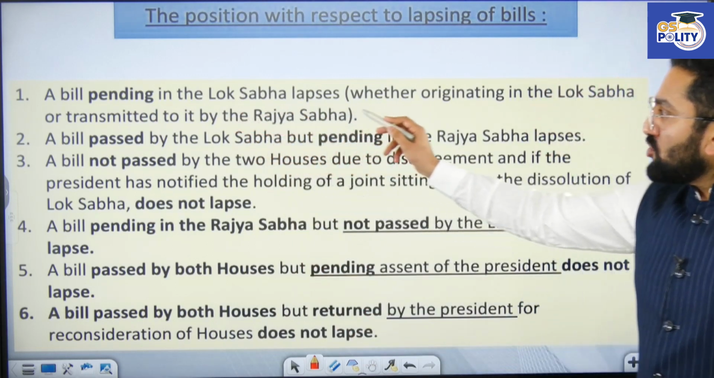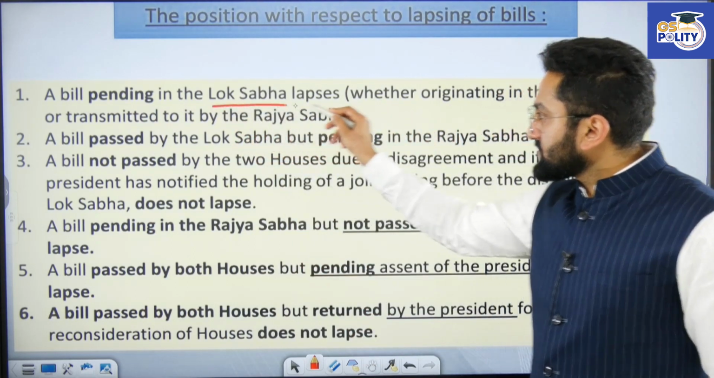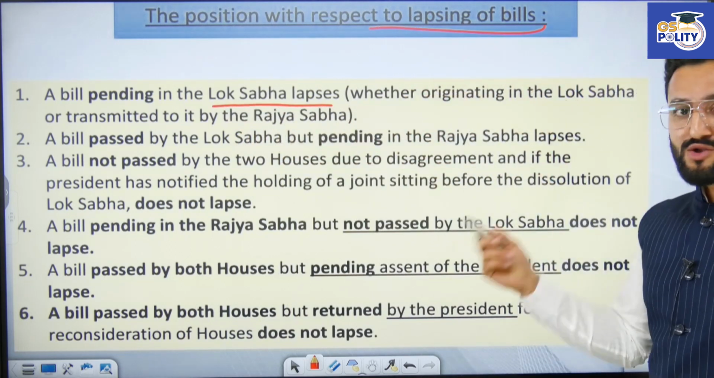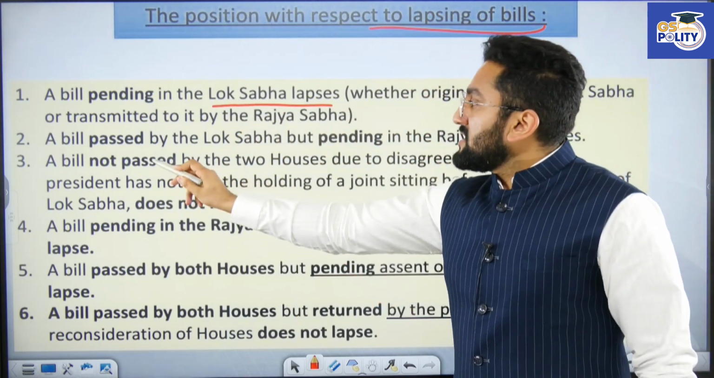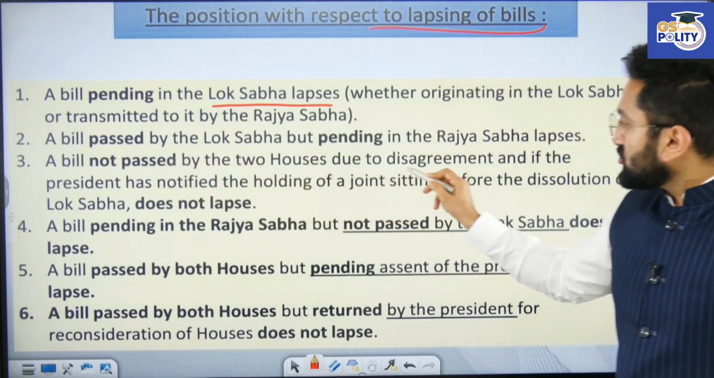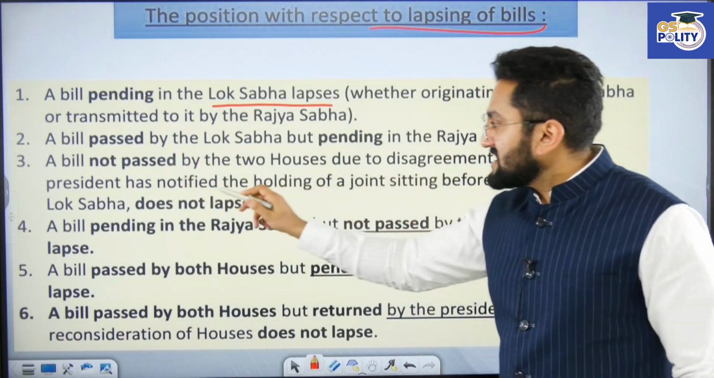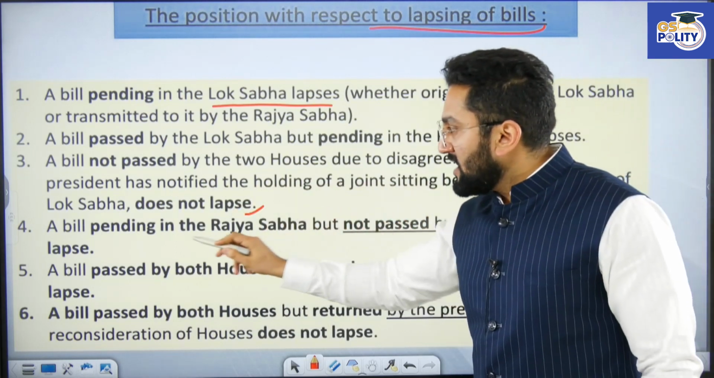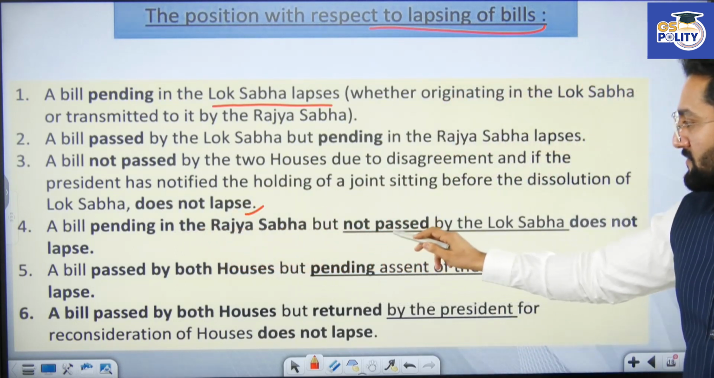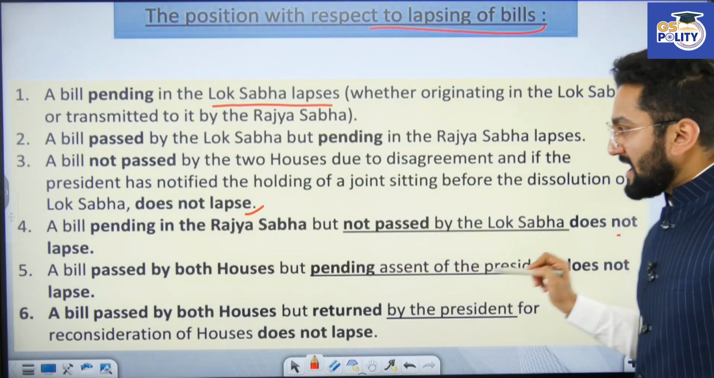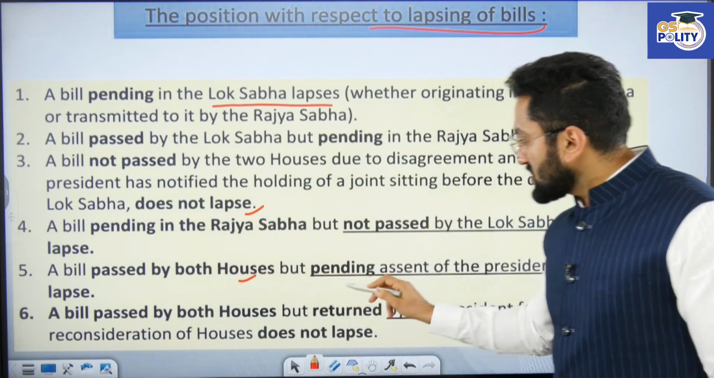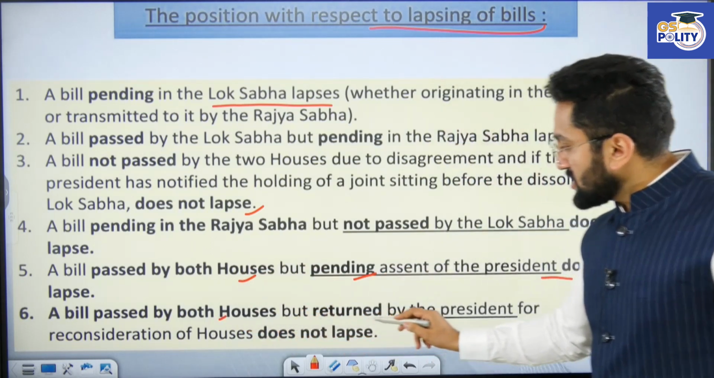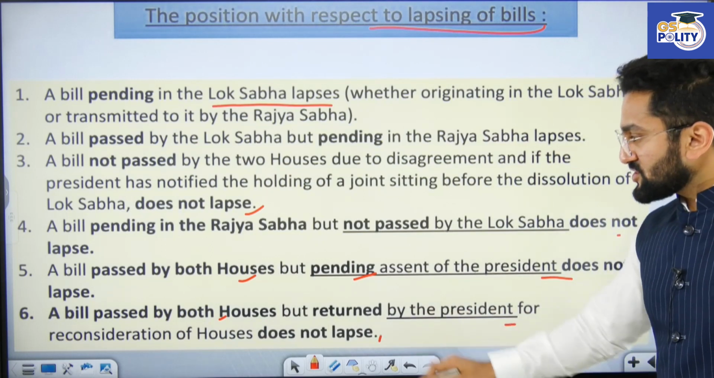A bill pending in the Lok Sabha lapses if Lok Sabha dissolves. The condition is, when Lok Sabha dissolves, what is going to happen? If a bill is not passed by the two houses due to disagreement, and the President has notified the holding of a joint sitting before the dissolution, the bill does not lapse. A bill pending in Rajya Sabha but not passed by Lok Sabha does not lapse. A bill passed by both houses and pending before the President does not lapse. A bill passed by both houses but returned by the President for reconsideration does not lapse.